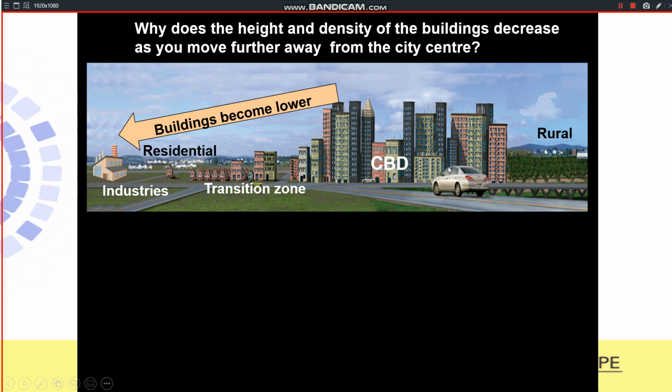So please, learners, go to your textbooks and go to your concepts and go and find out what each of these are, although I will be going through them in the lesson with you. But you still need to go to your textbooks and revise these different land use zones.